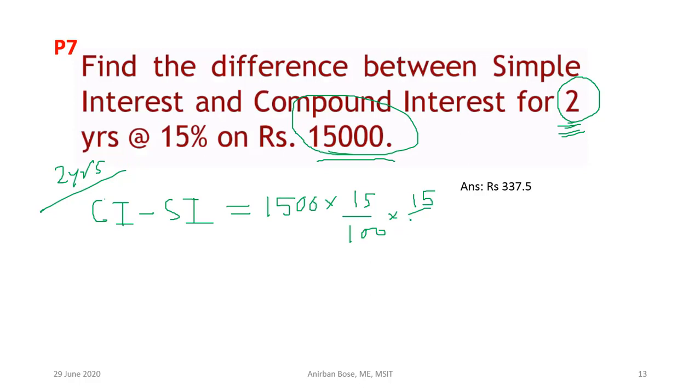So basically this difference is nothing but this much is basically the interest after the first year, and this is basically interest of interest. So this is basically the difference between compound and simple interest. But remember, this is true only for 2 years. Okay, so the remaining problem is very simple. You just simply cancel this, and 15 into 15 into 15, if you divide by 100, you will get 337.5.